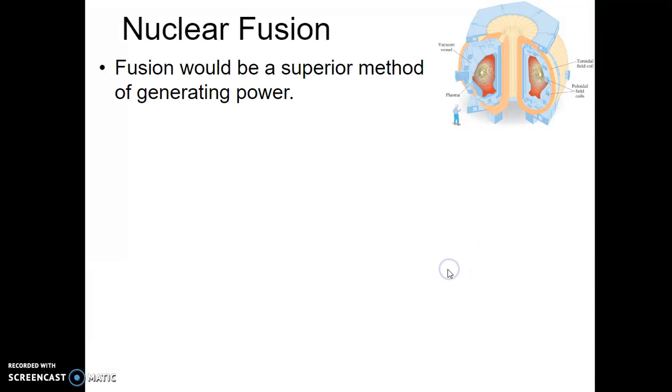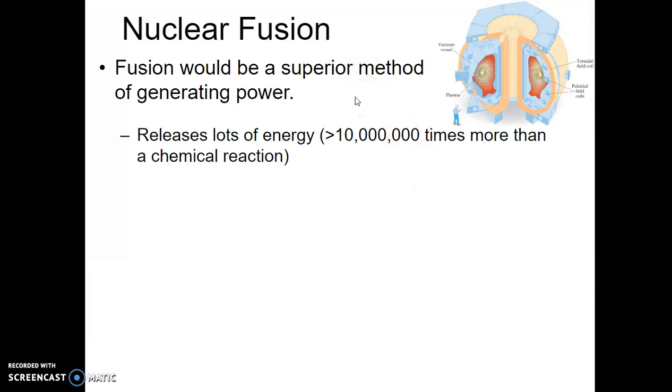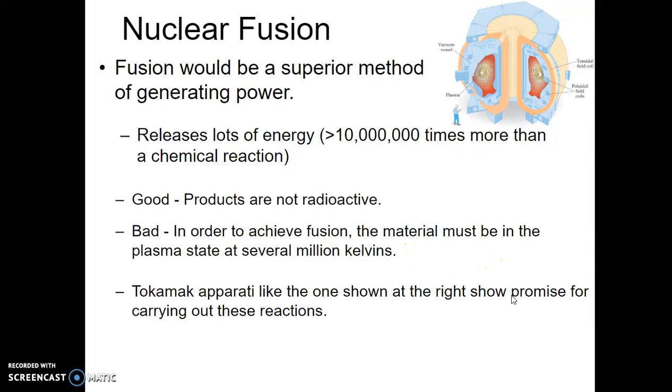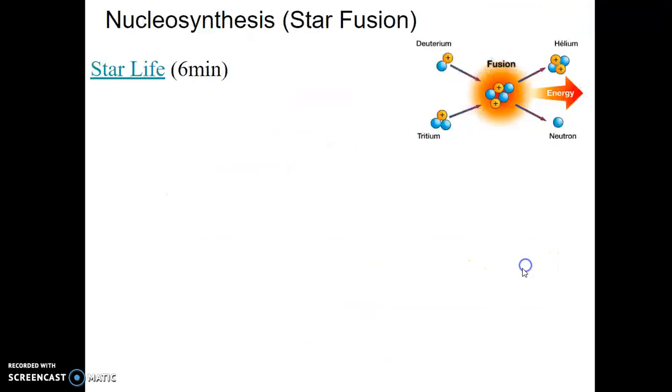So a little bit more about nuclear fusion. It would be a superior method for generating power. You get about 10 million times more than a chemical reaction. The products are not radioactive, but the bad part is, in order to achieve it, you've got to have it at several million kelvins, and we haven't quite figured out how to do that. The tokamak apparatus, like the one that's shown up here, uses very strong magnets to try to get fusion to take place. The magnets will heat the material into a plasma state, but we're still not there yet.